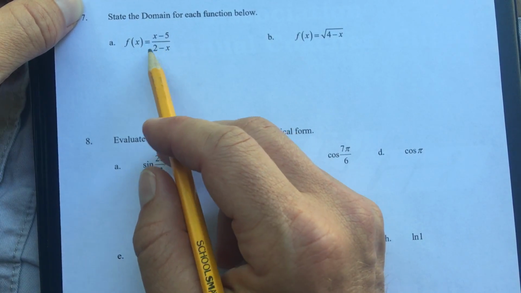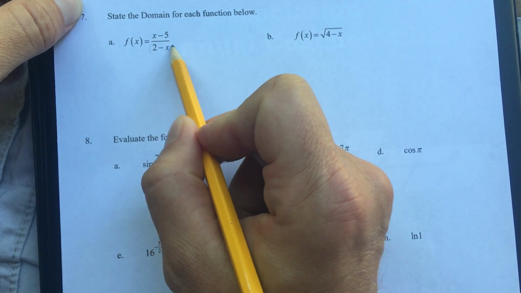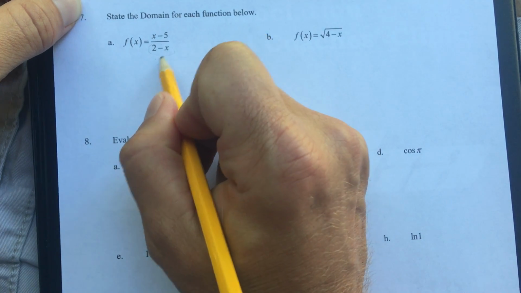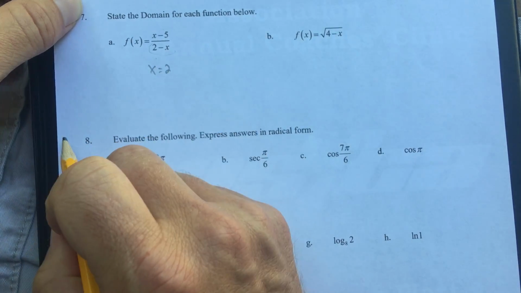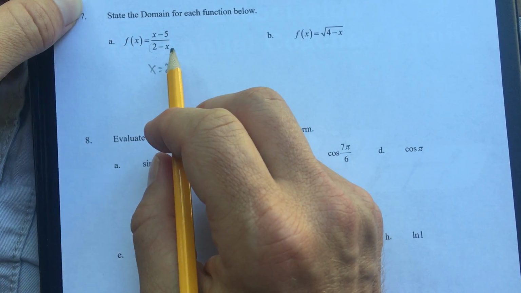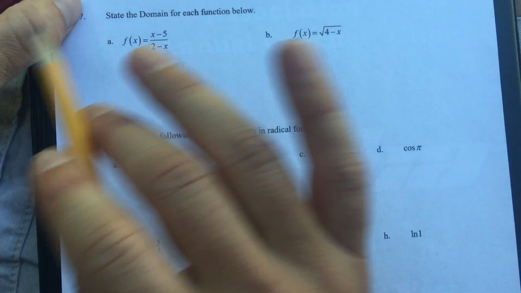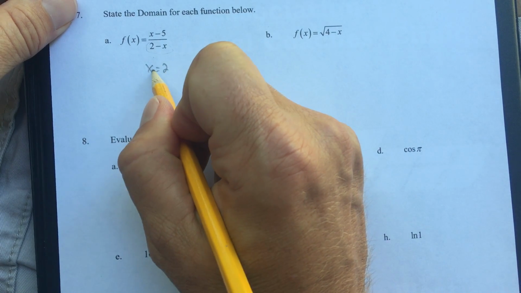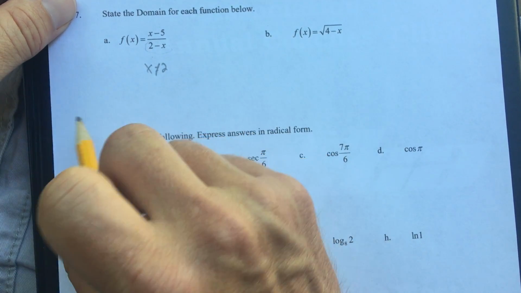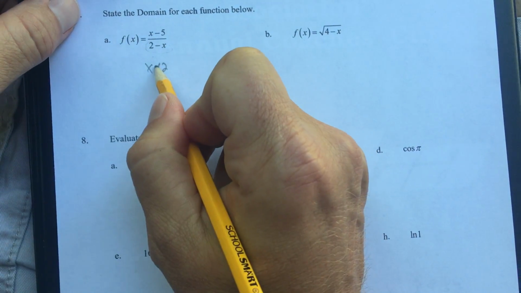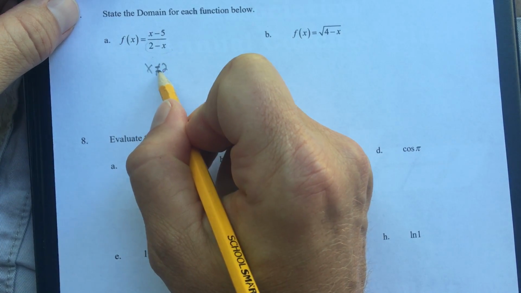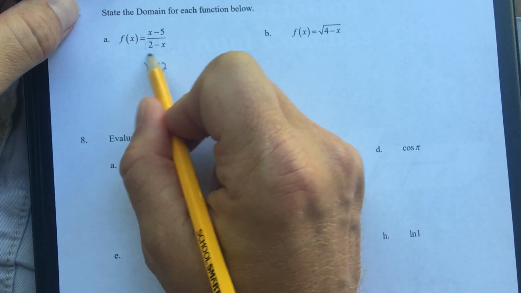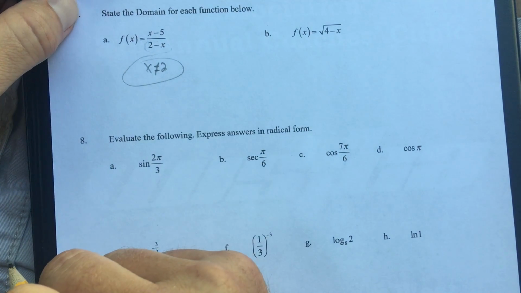So for our first problem here, we can see that if this denominator equaled 0, that would be a problem. We can't divide by 0. So if x equaled 2, that would be a big problem, right? So our domain can be anything but 2. And the easiest way to say that is that x cannot equal 2. That's implying to everybody who sees that x can be anything else except for 2. So this would be our domain, x not equal to 2.